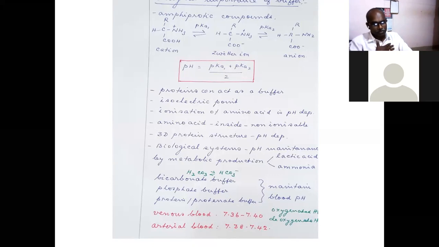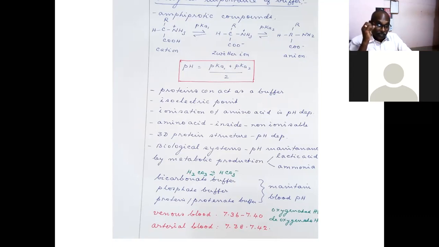But in the lungs, the pH is maintained because of bicarbonate buffering, that is H2CO3 in equilibrium with HCO3 minus. How much bicarbonate, how many HCO3 minus ions are there? Depending upon their quantity, the lungs' pH is maintained. Lungs should never become acidic.